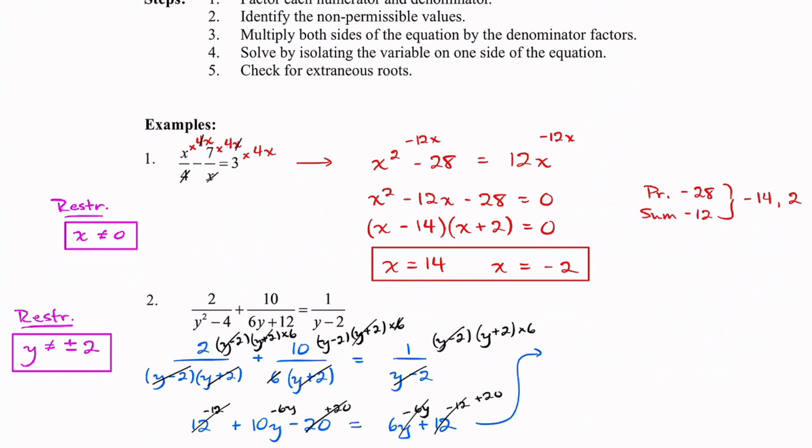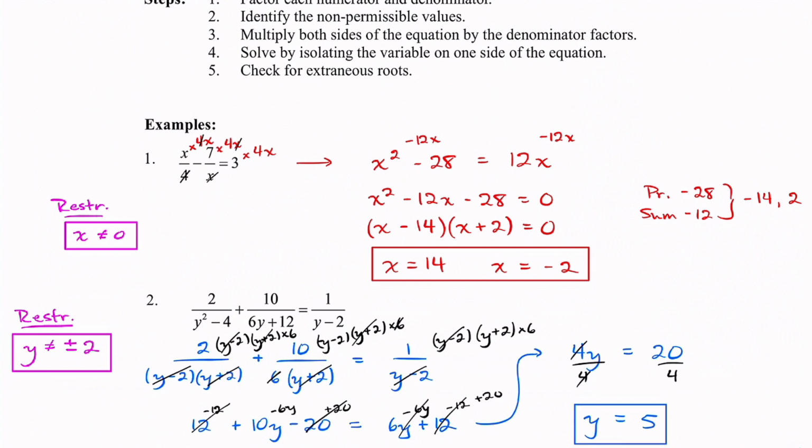So all that we have left on the left side is this 10y minus 6y, so that's going to be 4y equals. And on the right side, these all canceled, but we just have a plus 20. So we got 20. And then to solve that, just divide both sides by a 4. These ones will cancel. And so we get y equals 5.